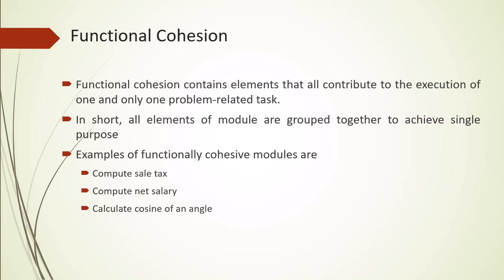Similarly, when we want to compute the net salary, we include the basic salary, the allowances, the bonuses, the leave taken, etc. So this also includes the functional cohesion of different elements. Similarly, calculate the cosine of an angle. The cosine of an angle is computed from the direction of the particular side with the x-axis and y-axis angle form, and then the cosine is calculated. So functional cohesion is required and is most desirable.